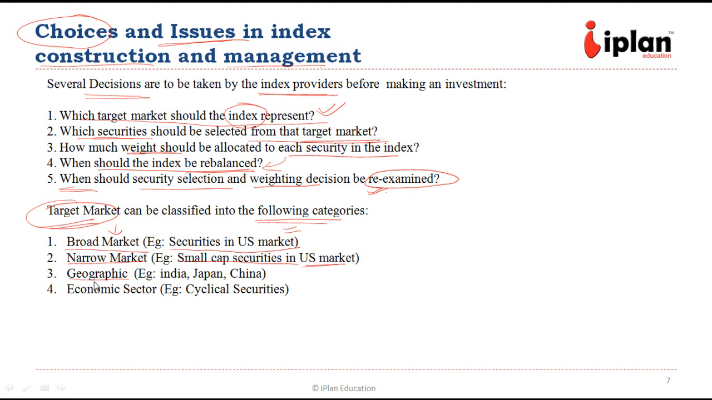It could be a geographic index which is covering securities belonging to a particular region, for example, India, Japan or China index. Then it could be an economic sector based index. Suppose one index is covering only cyclical securities. So this is one kind of economic sector that the index is representing. So this is the target market which the index should represent. Now let us move to the next topic.